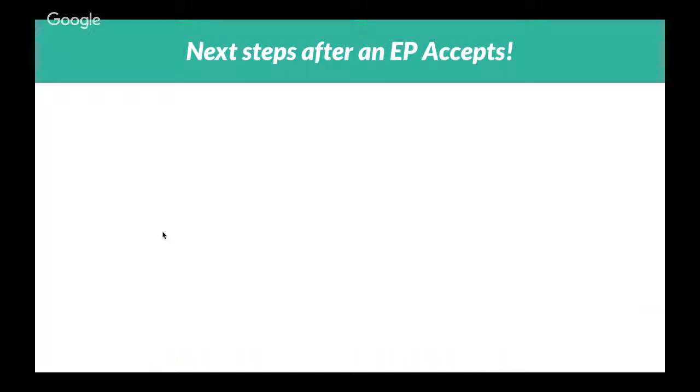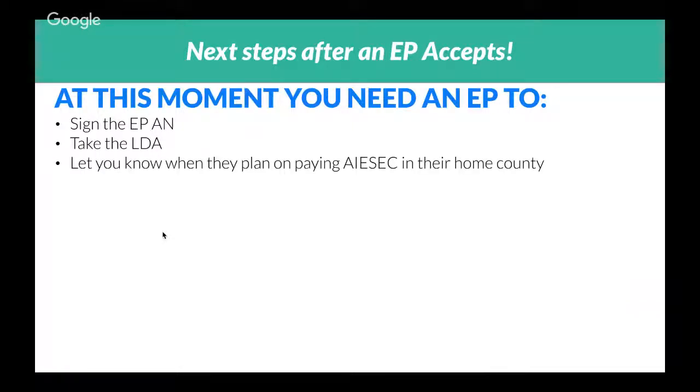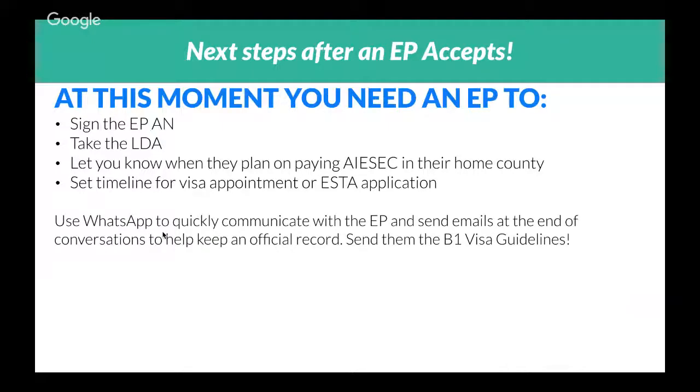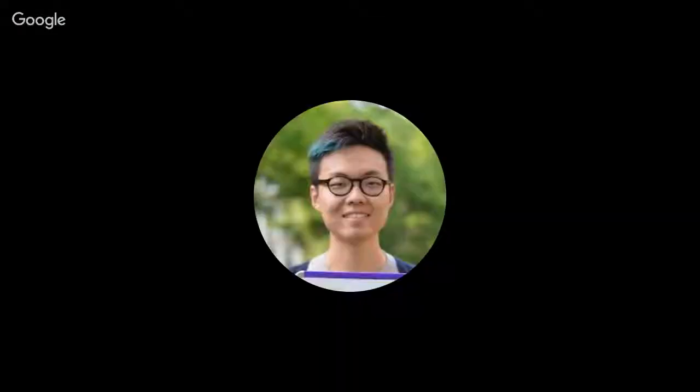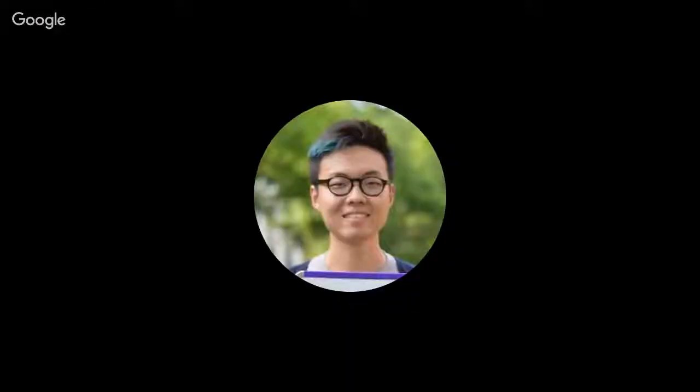And after the EP accepts, you need the EP to sign the EP acceptance note, take the LDA, let you know when they're planning on paying ISIC in their home country, and set a timeline with them for the visa appointment or their ESTA application if they're a visa waiver EP. You should use WhatsApp to quickly communicate with the EP, then use emails at the end of conversations to help keep an official record and the B1 visa guidelines.